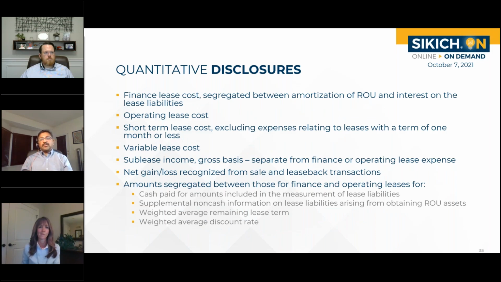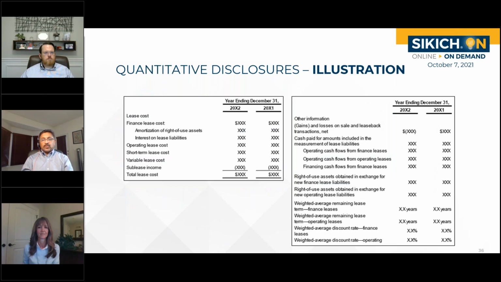The next is the quantitative disclosures. Again, in the interest of time, I'm not going to read out all the items listed here. However, similar to the qualitative disclosures, extensive additional quantitative disclosures are required under ASC 842 compared to 840. Great, let's go to the next slide.